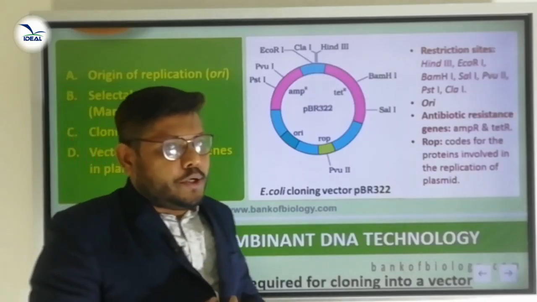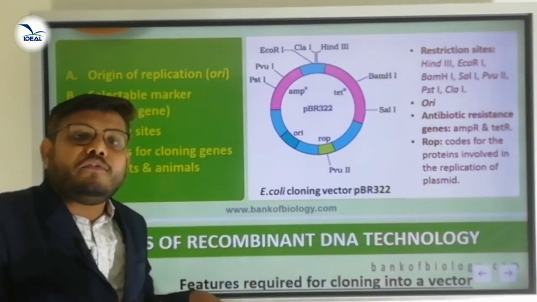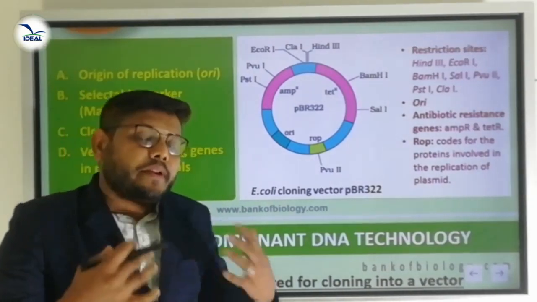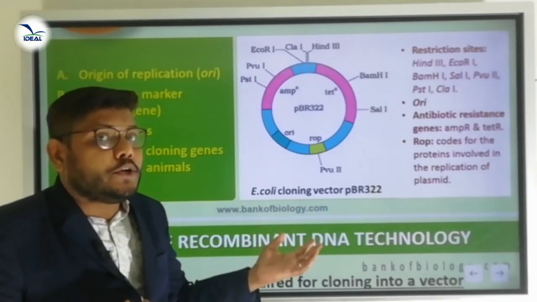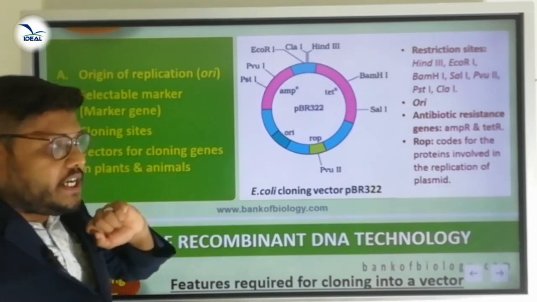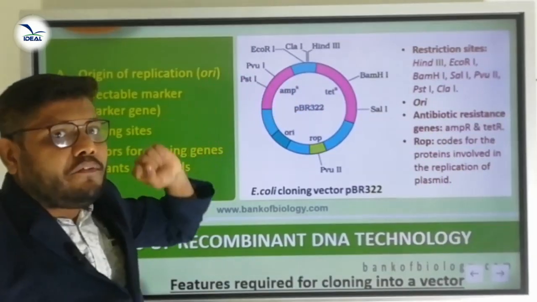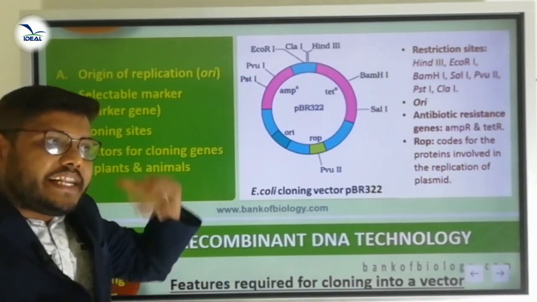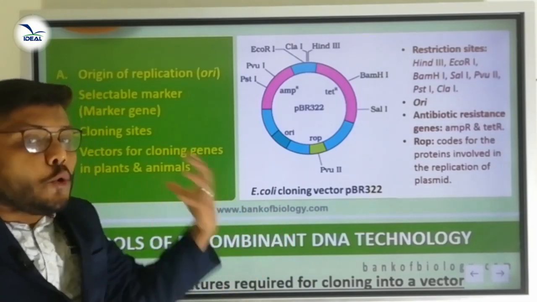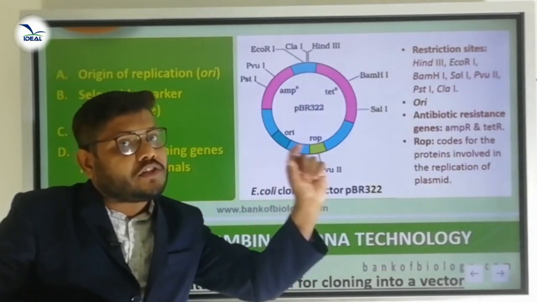What is pBR322? It is an artificial cloning vector that is reconstructed from the plasmid of E. coli. That is called pBR322. During reconstruction, three genes are added to col-E1. One is the origin of replication, another one is the tetracycline resistant gene, and another one is the ampicillin resistant gene. So these three genes are inserted into the col-E1 plasmid to make the artificial cloning vector called pBR322.